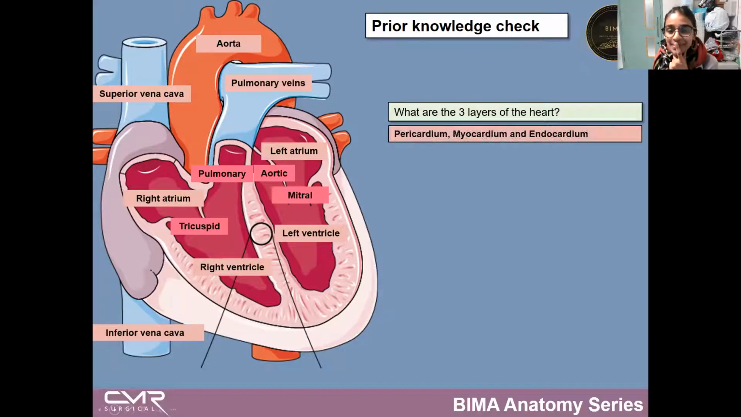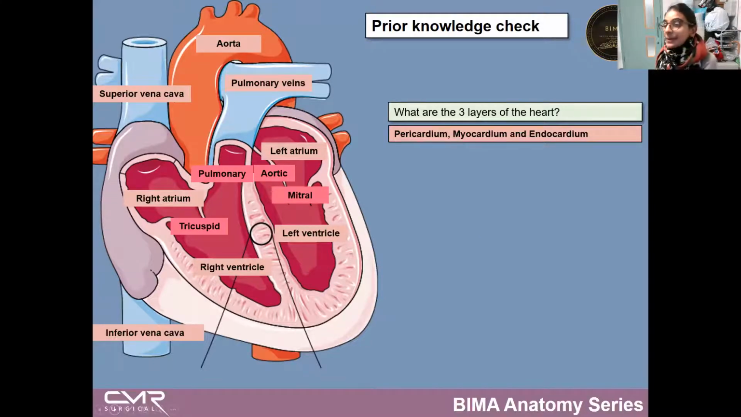We have the pericardium, the myocardium, and the endocardium, starting from out inwards. If you look at this picture, the pericardium is that white lining. It's usually quite fibrous, quite thick, and is protecting the heart. Then you've got the myocardium, which is that muscular layer, and the endocardium, which is lining the inside chambers. So pericardium, myocardium, and endocardium.